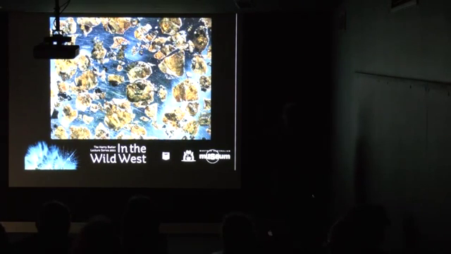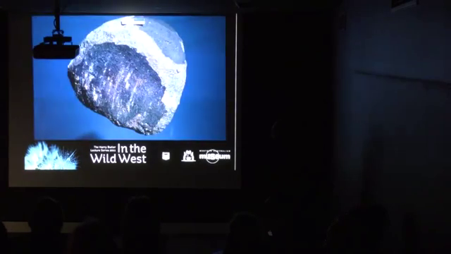Then there are stony irons, mixtures of metal and silicate material, in roughly equal proportions. This mineral, you would know, it's olivine, you would know it in its gem form called peridot, an iron magnesium silicate.